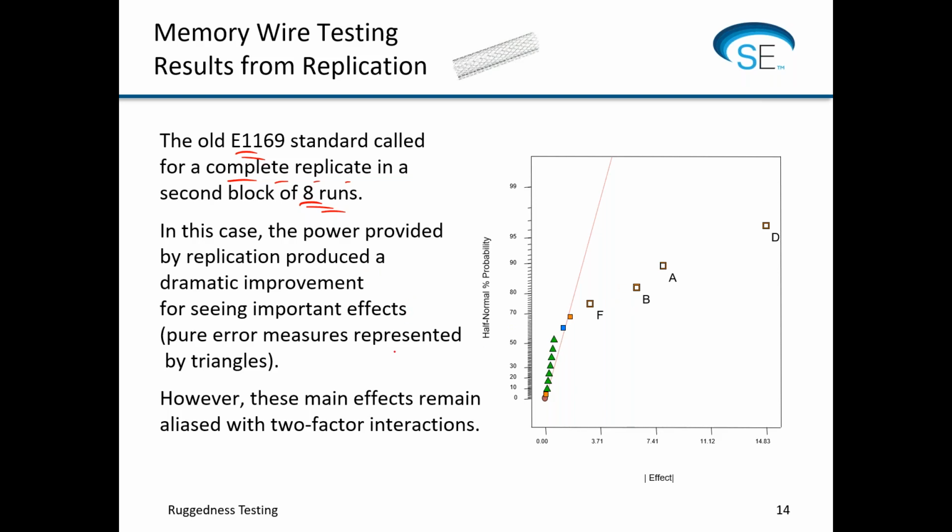Now, when they did the replicate, the power that you got from the replication, which is provided with an indicator by these green triangles, was enough to uncover a series of effects that were affecting this nitinol. And so that led to further work to determine what it was that was causing it and to see if they could resolve that problem.